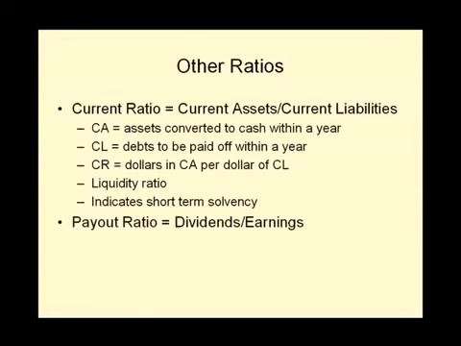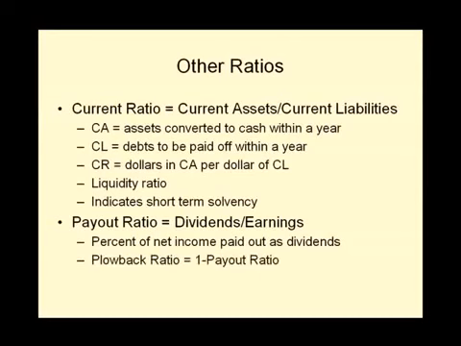Finally, we have the payout ratio, defined as the ratio of dividends to earnings. It indicates the percent of net income that's paid out as dividends. A related ratio is the plowback ratio, which is the complement of the payout ratio, defined as 1 minus the payout ratio, and indicates the percent of net income that is not paid out as dividends, but rather is retained earnings and serves to build up the equity in the firm.